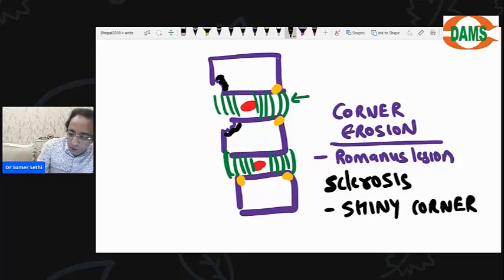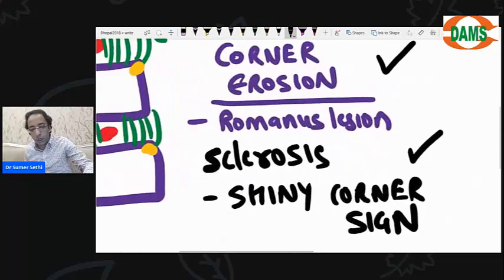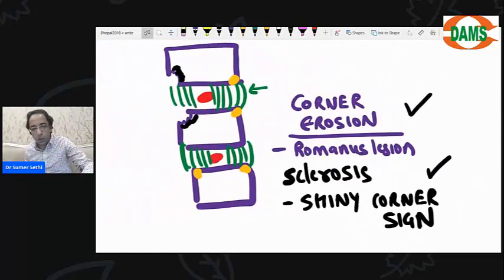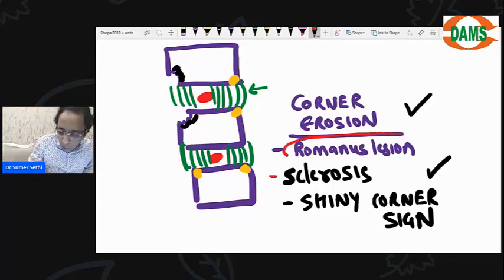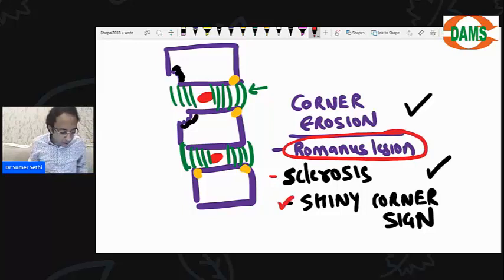And those of you who might have given the 2019 NEET exam, this was the question asked in the NEET exam. Are you clear? So ankylosing spondylitis will also involve the spine. In the spine, there will be corner erosion along with corner sclerosis. Erosion is called Romanus lesion. Sclerosis is called shiny corner sign.